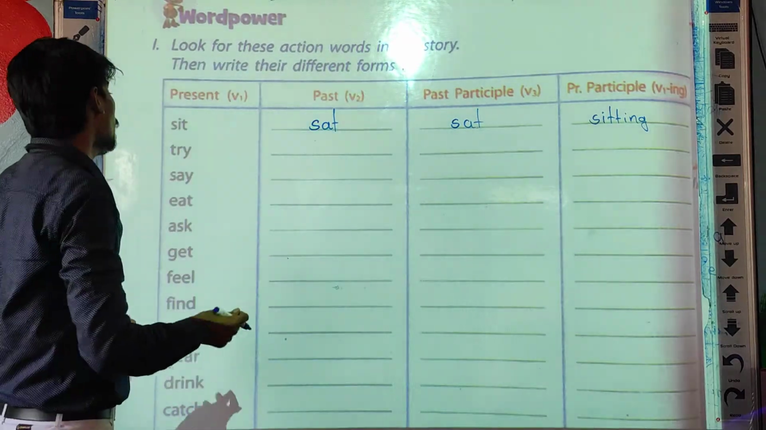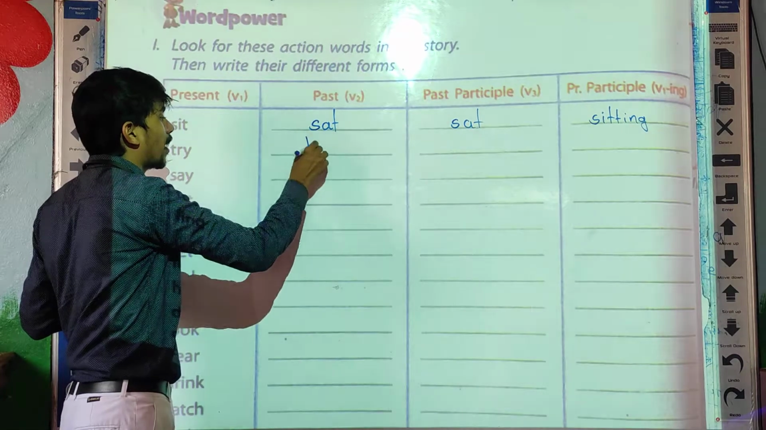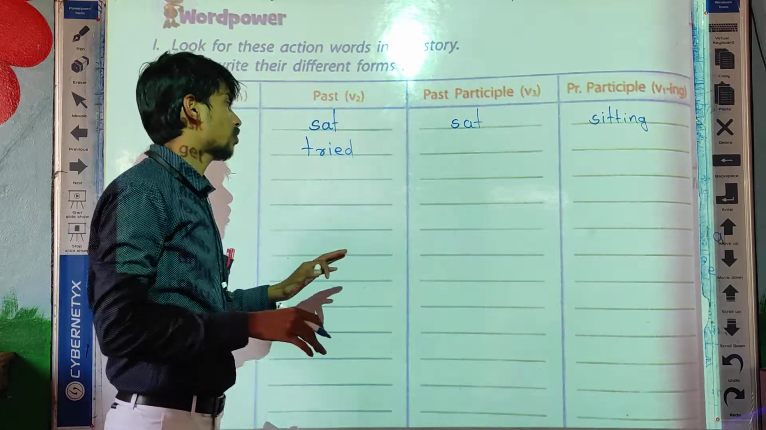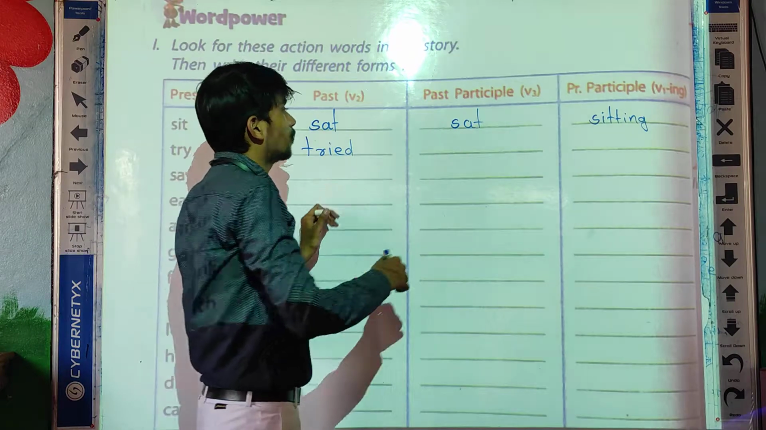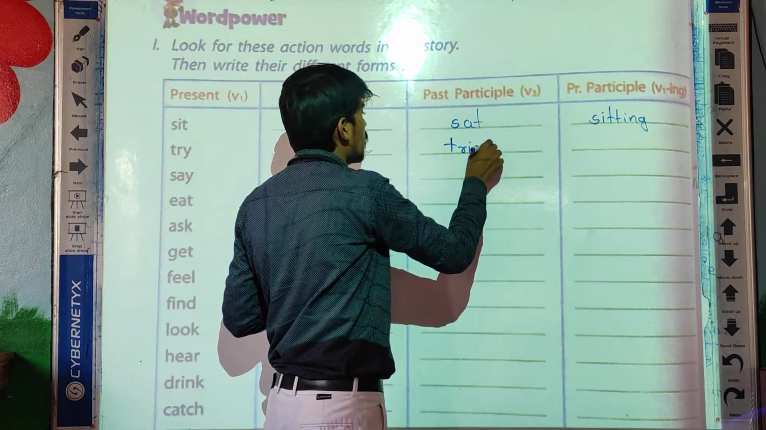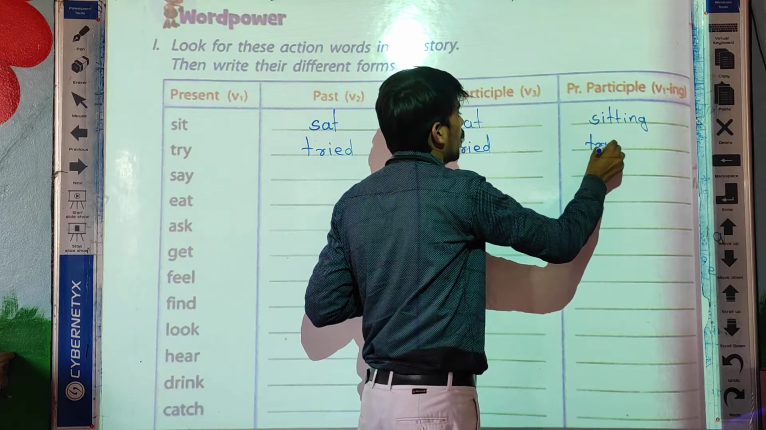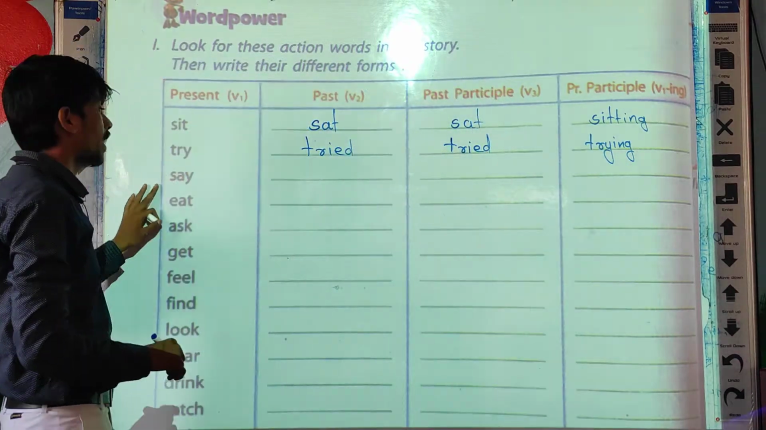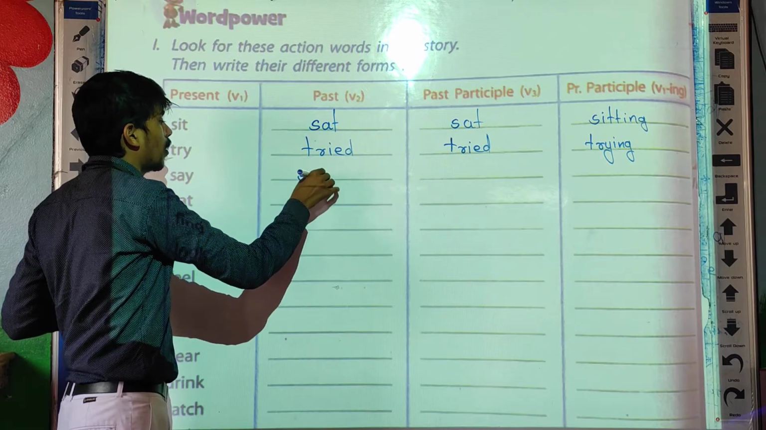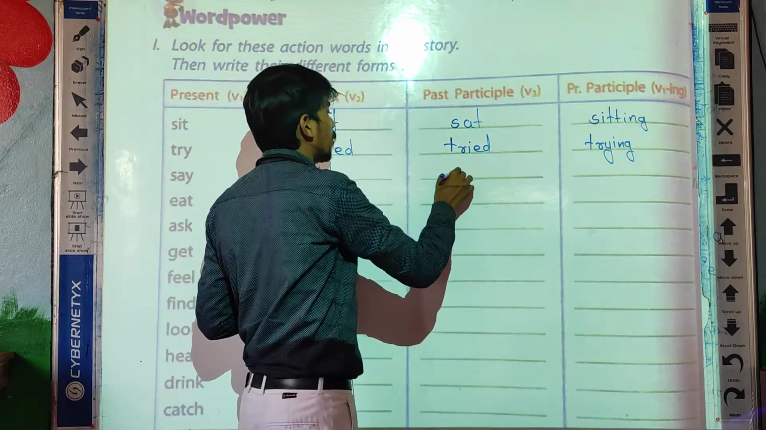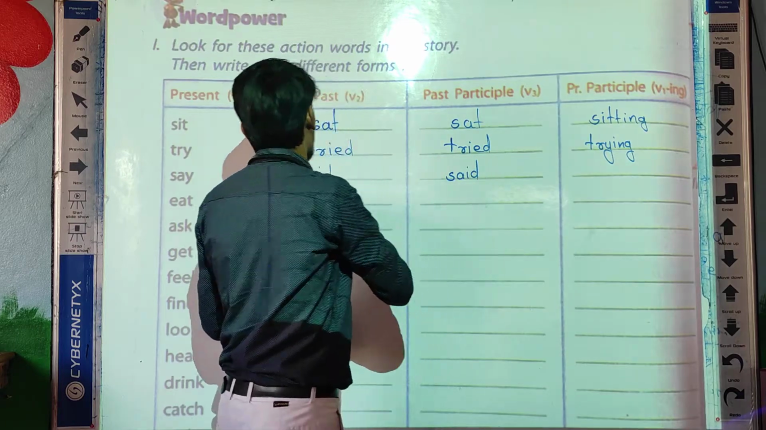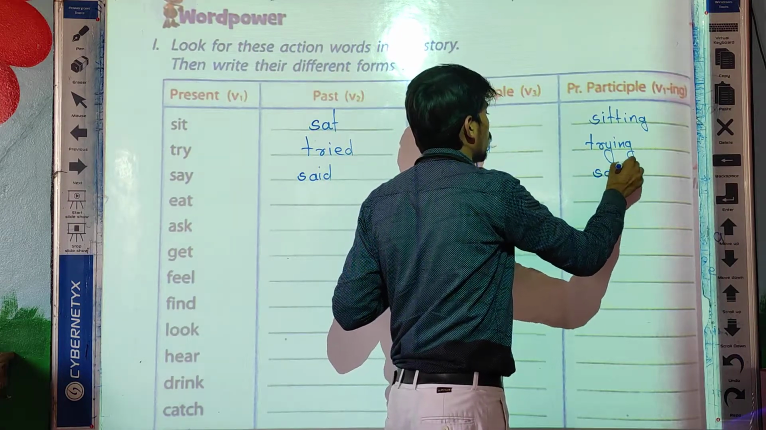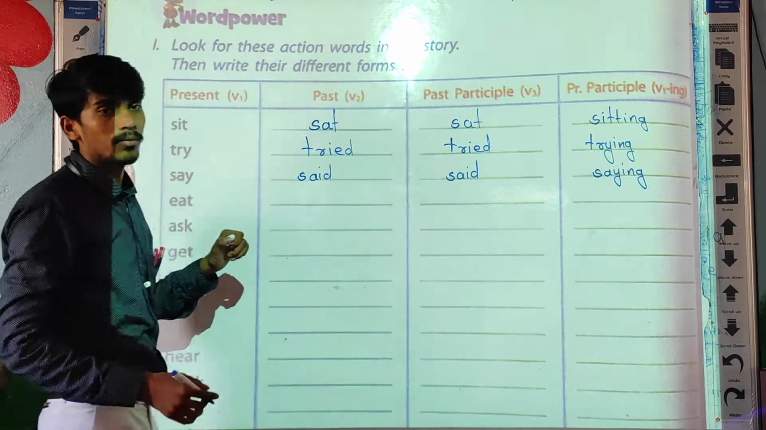Understood? Next one, try. What is the past of try? Tried. Past means something that happened before. That is called past. So try, tried. Past participle also tried. And trying is the present participle of this. Say. What is past participle? Said. Past also said. Past participle also said. And present participle, saying. Can you read it properly?